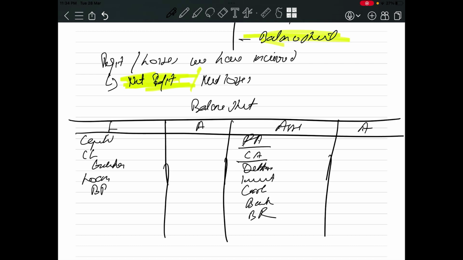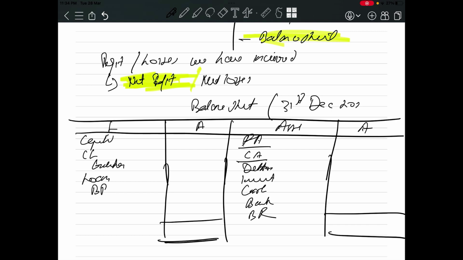Why do we prepare the balance sheet at the end of every year? What's the main reason behind preparing the balance sheet at the end of every year? Do you know the reason? To know the financial position of the company. Simple as that. Say for example you are running a business.